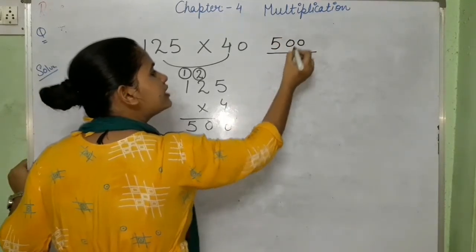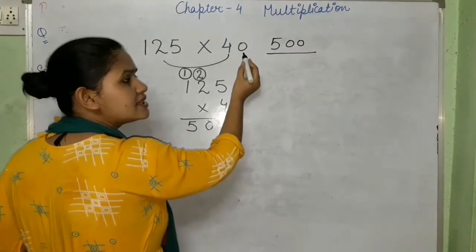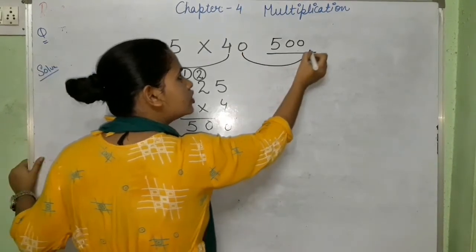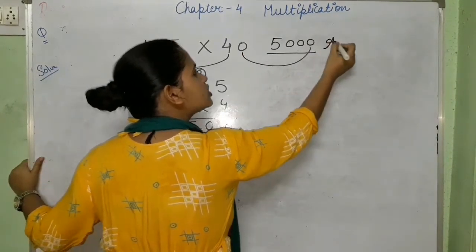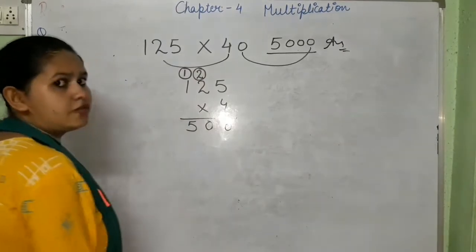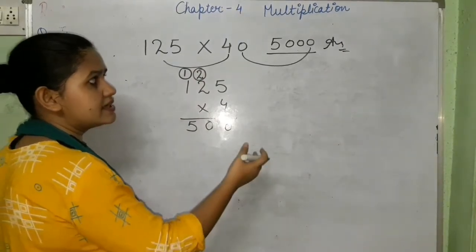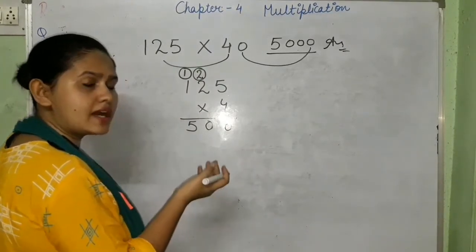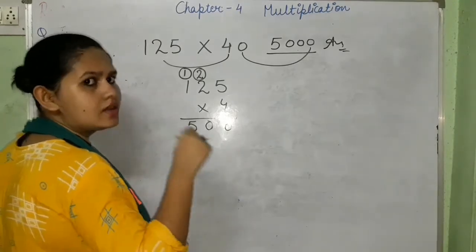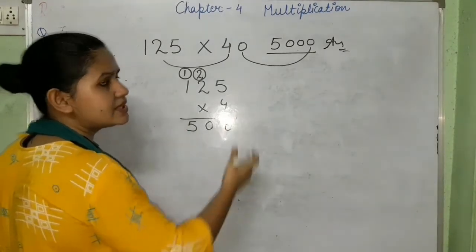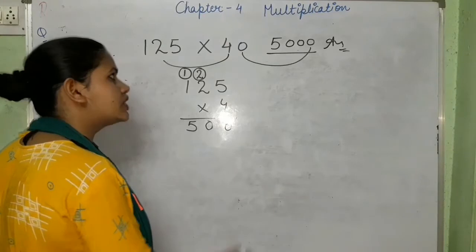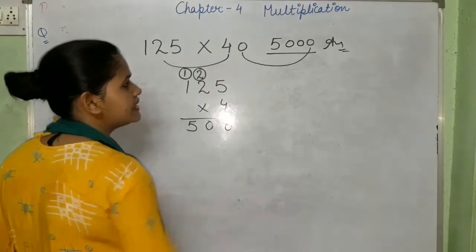We have 500 but we have not included the 0. So this 0 will go here and it becomes the answer, 5000. If you have any query related to this, like, how can ma'am give the answer so easily? You can go to your answer keys and you will see that 5000 is your answer. So in this way you can do this easily.